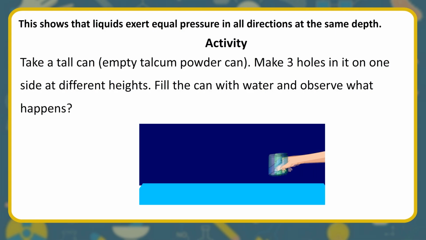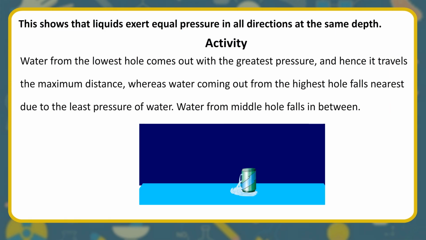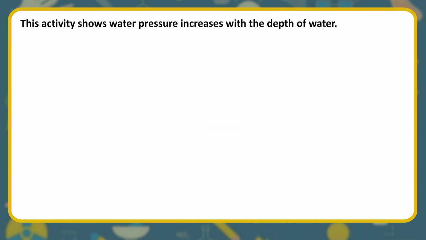Activity. Take a tall can, an empty talcum powder can. Make 3 holes in it on one side at different heights. Fill the can with water and observe what happens. Water from the lowest hole comes out with the greatest pressure, and hence it travels the maximum distance, whereas water coming out from the highest hole falls nearest due to the least pressure of water. Water from the middle hole falls in between. This activity shows water pressure increases with the depth of water.